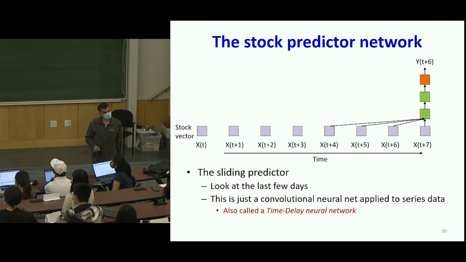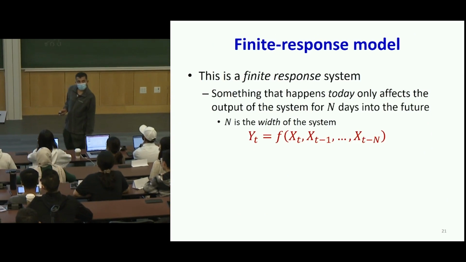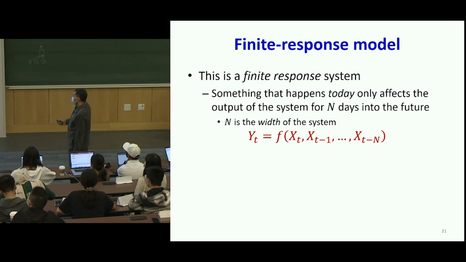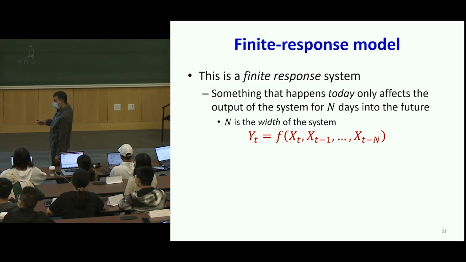4, 5, 6. 3, 4, 5, 6, right? Because it's only looking back 3 days. So any event is only influencing the output for a finite duration of time. This is a finite response system. More generally, I can think of the network like so. The output at any time t is a function of the current input and the past n inputs.